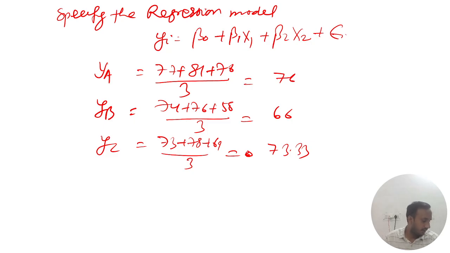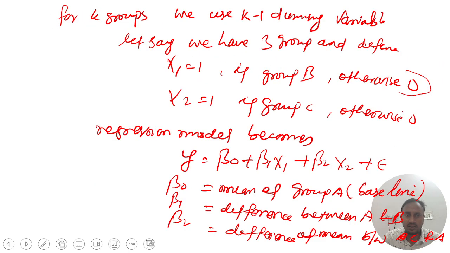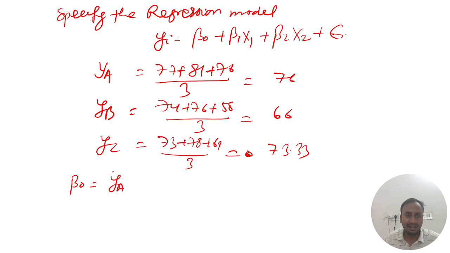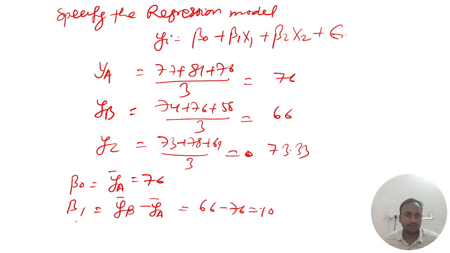How can we get it? Beta 0 will be the Y bar A. If you see here, beta 0 is the mean of group A. So how much did it become? 76. Beta 1 is Y bar B minus Y bar A. How much is that? 66 minus 76 becomes minus 10. Beta 2 is Y bar C minus Y bar A. I think till here it's clear.